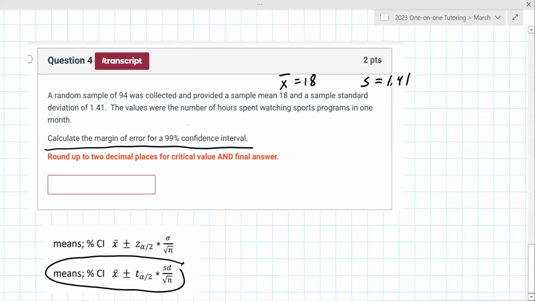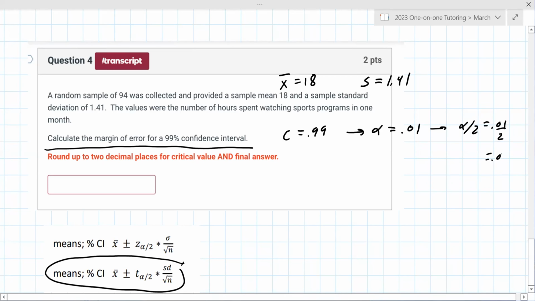Now the C is 0.99, which means your alpha is 0.01, which means your alpha over 2 is 0.01 divided by 2, or 0.005. This is where you've got to go to the table to get the t value. So it's t of 0.005, degrees of freedom 94 minus 1.